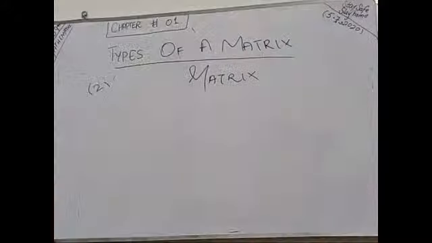Square matrix is a matrix which has equal number of rows and equal number of columns. So a matrix is called a square matrix if it has equal number of rows and equal number of columns. Or we can say if its number of rows are equal to its number of columns. For example, we will take a matrix A.